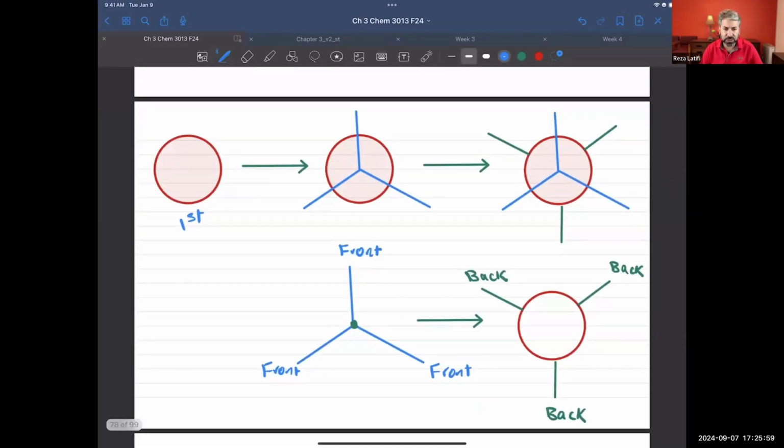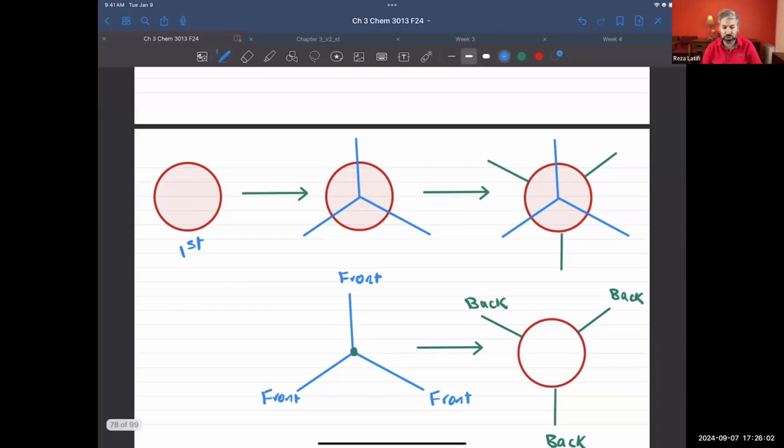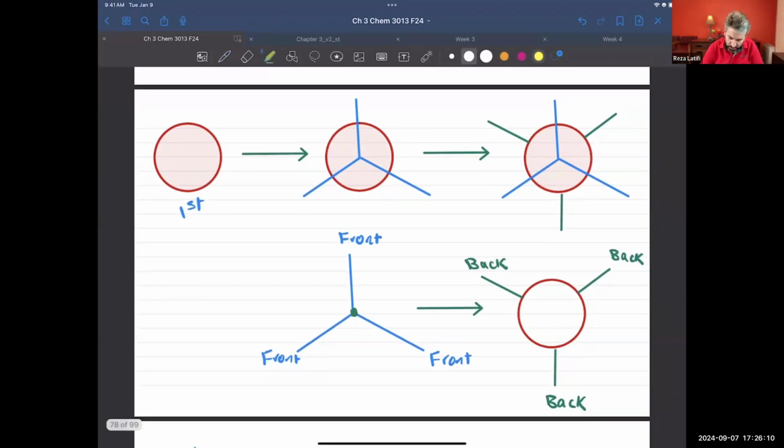So now let's talk about how to draw a Newman projection. Start with a circle. Next, you will draw 3 lines with a bond angle of 120 degrees between them, and those represent the atoms that are facing us, the front carbon. We can say the front atom, whatever.